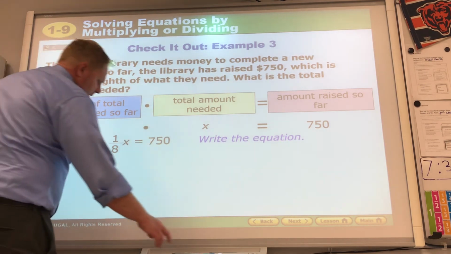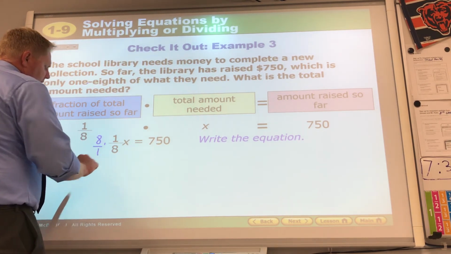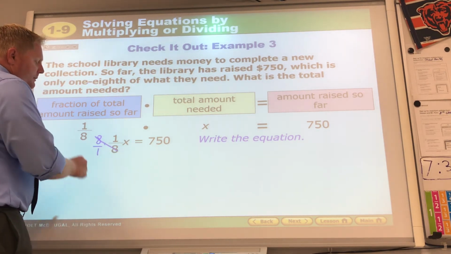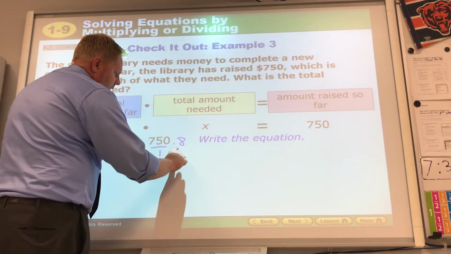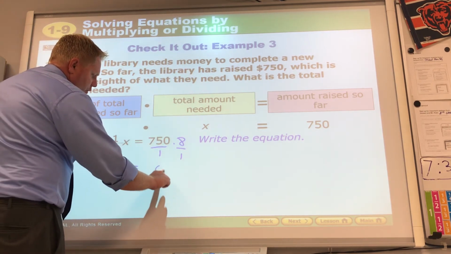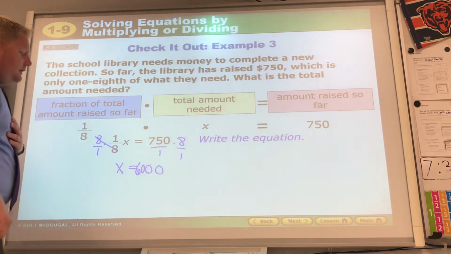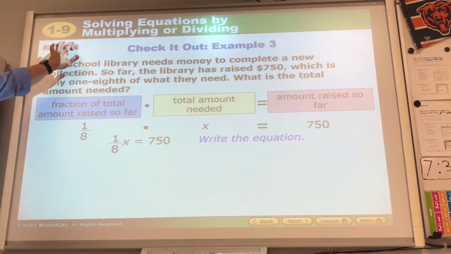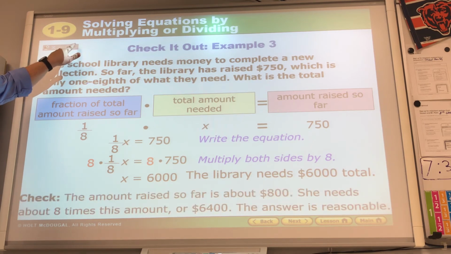We're going to multiply. Can anybody guess? Times 8. Now, is it positive 8 or negative 8? Hopefully you realize it's positive 8 because they have to be positive 1. All right. So X over here times 8. If we think of it, that would be $6,000, if my board will write. All right, that's what I come up with. $6,000. The library needs that total.